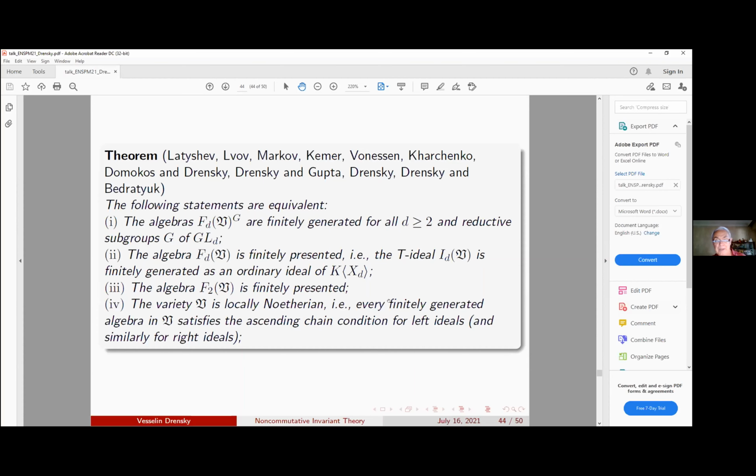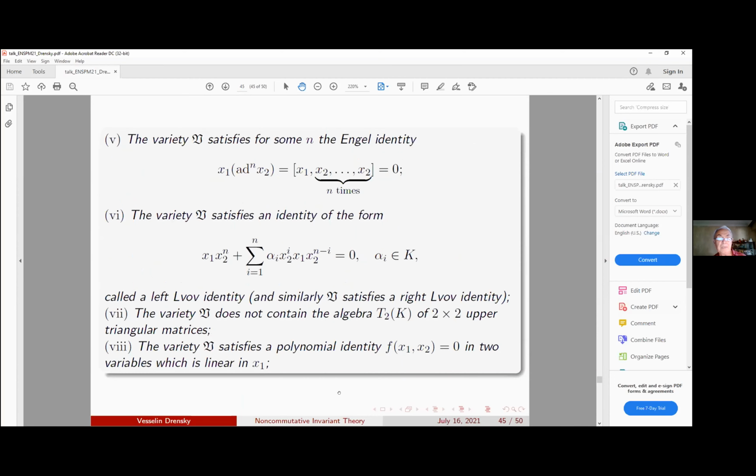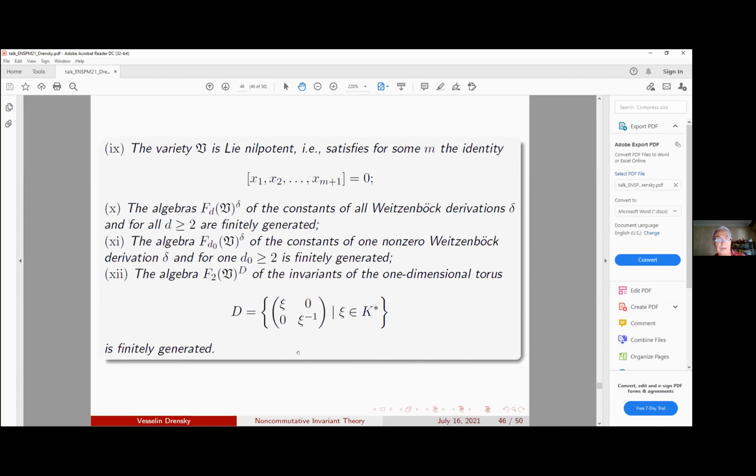You have the local Unitarian property. Local Unitarian means the ascending chain condition for left ideals when the algebra is finitely generated. So there are explicit identities. The algebra satisfies the Engel identity. Another identity: it doesn't contain the algebra of 2 by 2 upper triangular matrices, or it satisfies a polynomial identity in 2 variables which is linear in 1 of the variables. And there are also some more conditions.